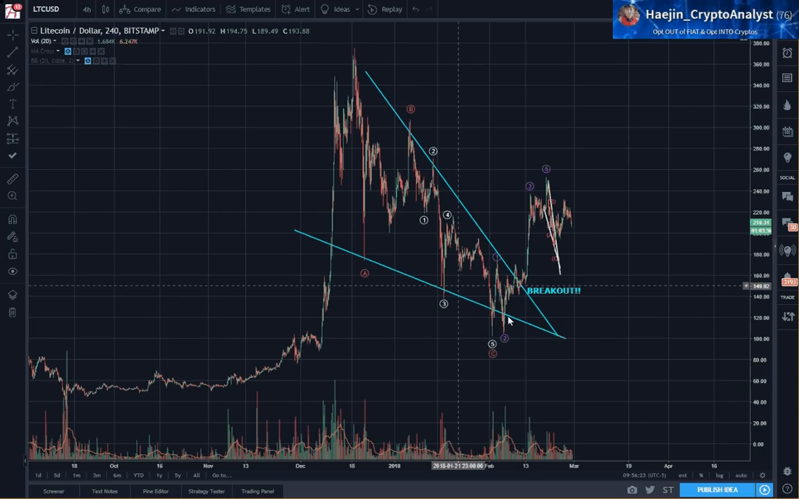The proximity of the price at the time of the breakout was closer to the apex, and that is more ideal. The proximity of the Bitcoin at the time of its breakout was much further away from the apex compared to Litecoin. So after 5 purple waves, it just decided to do the requisite correction. And I wanted to focus on that a little bit.